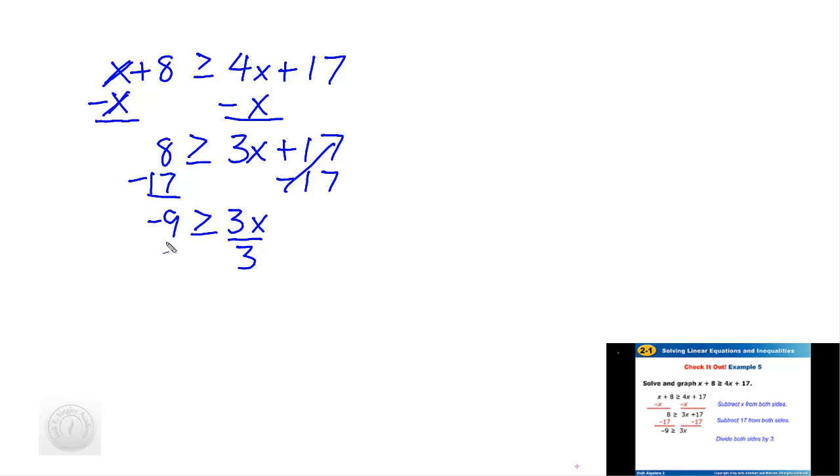Lastly, we'll divide both sides of this inequality by 3. 3's will cancel. Negative 9 divided by 3 is negative 3. Is greater than or equal to x.